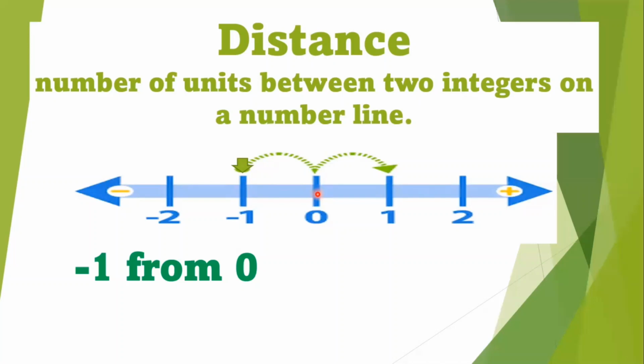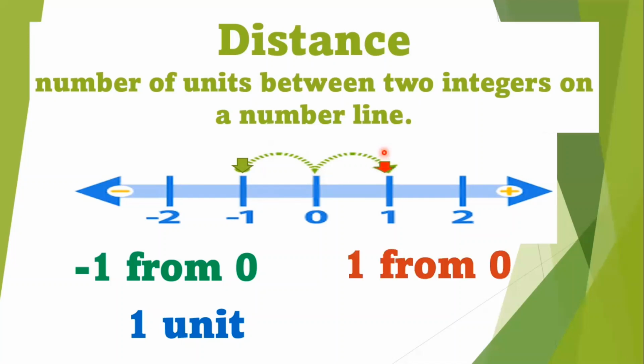Kung napapansin nyo, pinapakita ng curve na to ang distance ng ating negative 1 from 0. And as you can see, we have one curve. Mula sa 0, papuntang negative 1. So that's equal to 1 unit. Next, let us use the red arrow pointing to positive 1. Ano daw yung distance ng positive 1 from 0? Pareho siya ng negative 1 na ang distance niya from 0 is only one curve. And that is equal to 1 unit.